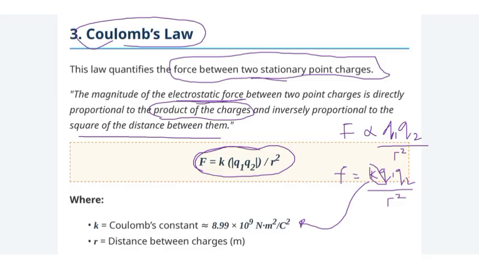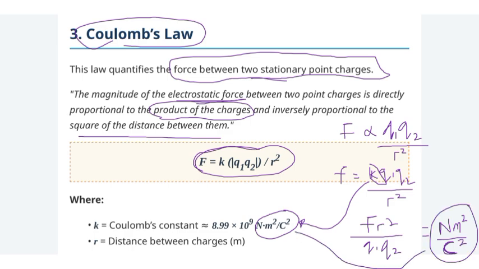So just in case you might be wondering how we got this Newton meter square per Coulomb square, it is very, very easy. If you make K the subject of the formula, K gives us F r square divided by Q1 Q2, if you did your mathematics well. What is F? F is Newton. The distance r is meter, so we have meter square. And the charge is represented as C, Coulomb, so Coulomb square. And so that is why we have this Newton meter square per Coulomb square.